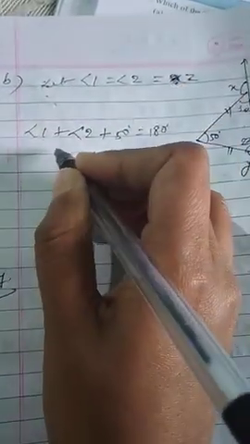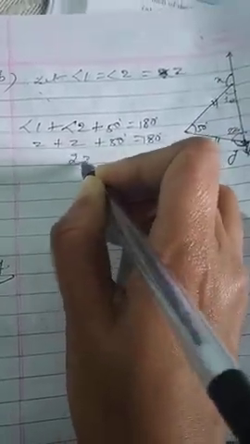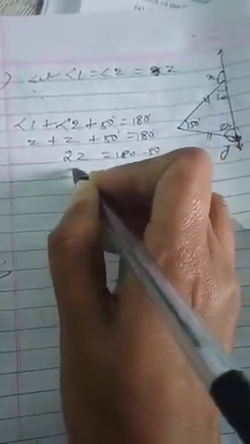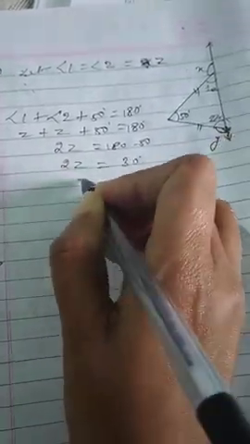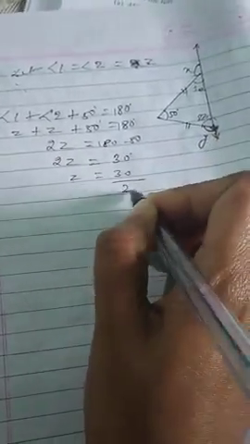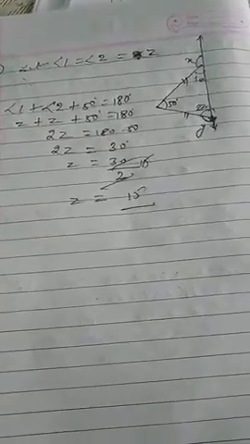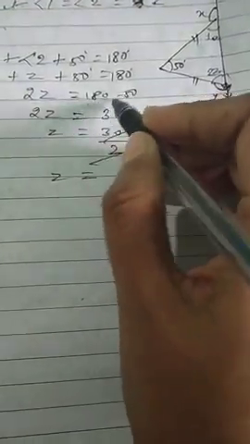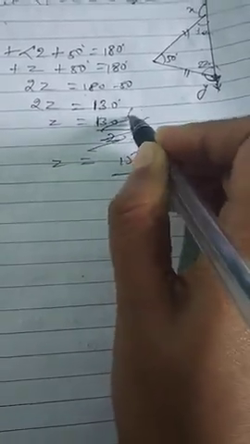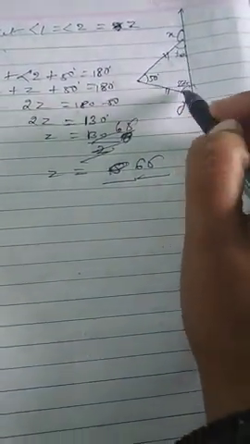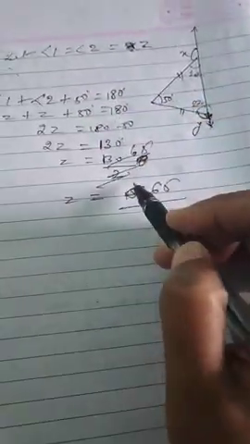Angle 1 and 2 both are equal. We have let it z, so we will put z only on its place. 2z is equal to 180 minus 50 degree. Sorry, this one 180 minus 50, so it will be 130. Here also 130, so 2 6s are 12 and 2 5s are 10. We will get here 65 degree. Z is 65, means angle 1 and angle 2 both is 65. 65 plus 65 plus 50 will be equal to 180 degree.